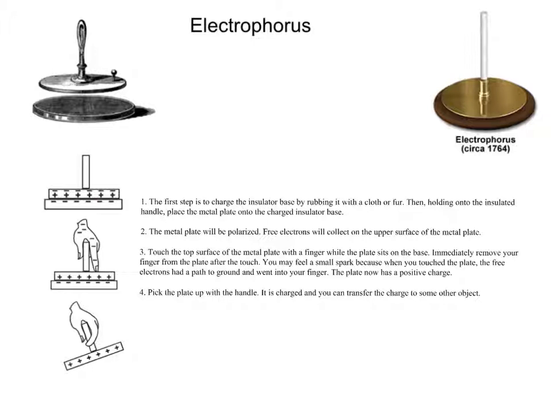Now, once you've touched the electrophorus to that insulator, you touch the top conducting piece of metal with your finger, allowing those electrons a place to go. Okay, they move off through you to the ground, giving that plate a positive charge. Then you pick up the plate and it's got a positive charge on it.